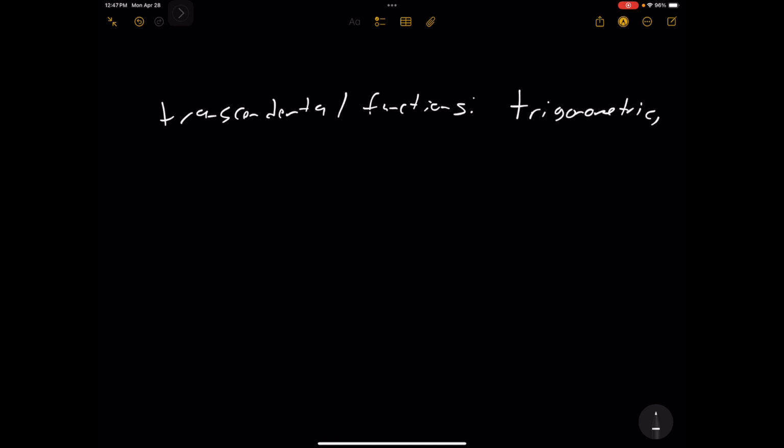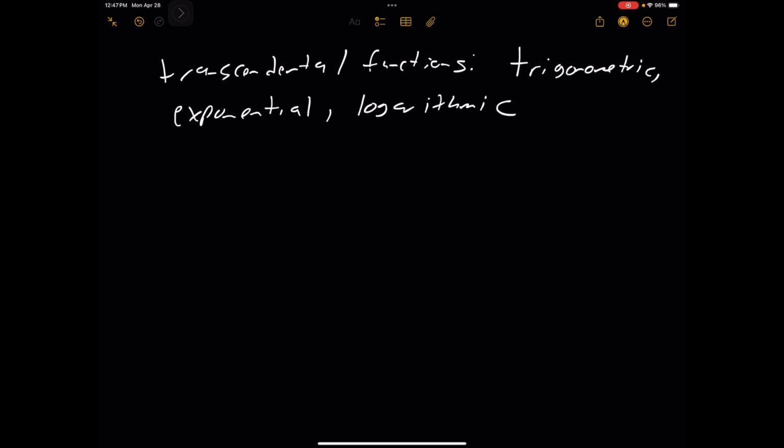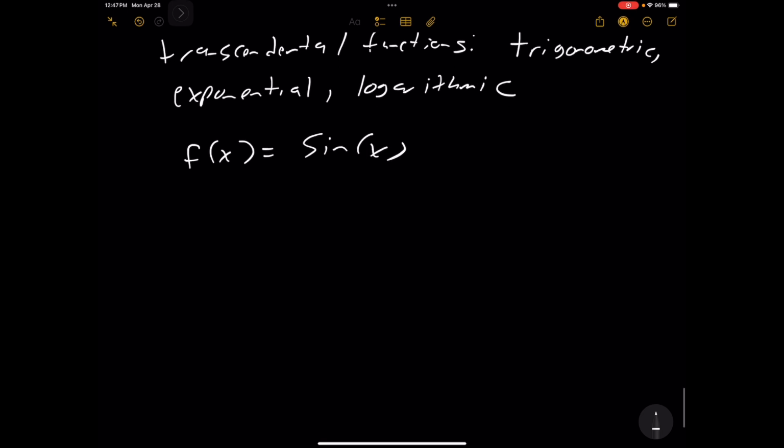Now, another class of functions that we worry about a lot less in our class specifically are going to be transcendental functions. And we're really going to talk specifically about three types of transcendental functions, which are trigonometric, exponential, and logarithmic. These are the only three that we really worry about. And we will see a lot of ways to handle these things, but an example of a trigonometric function might be something like f of x equals sine of x. And an example of, say, an exponential function might be something like f of x equals 2 to the x.